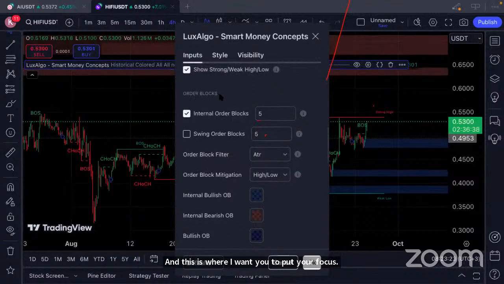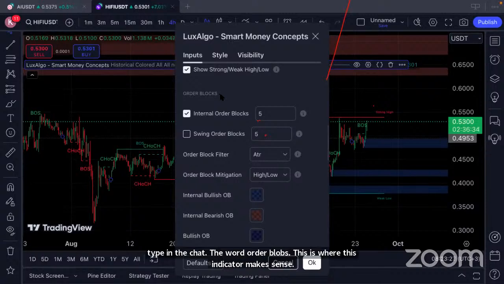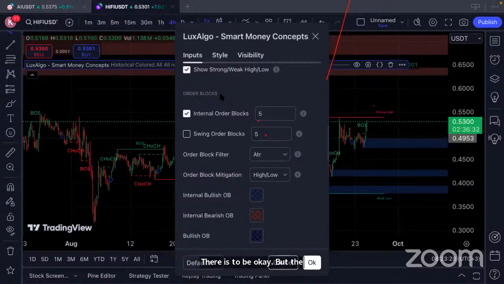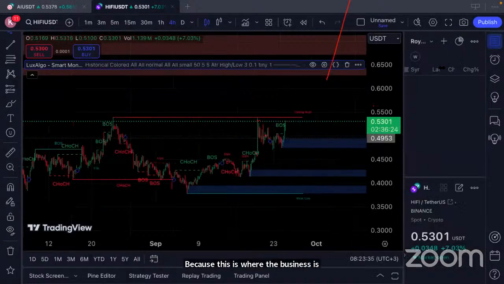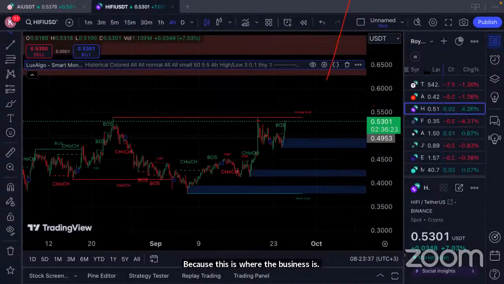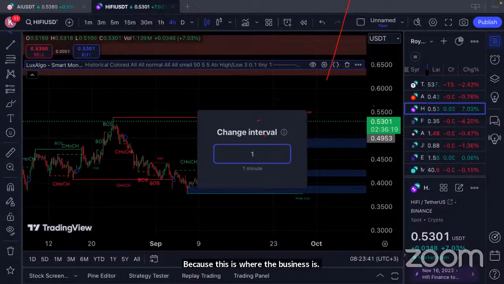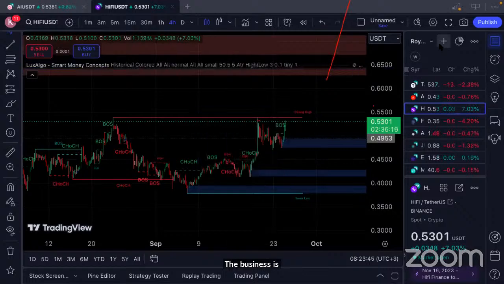This is where this indicator makes sense. The rest could be okay, but the indicator makes sense here. Give me one in the chat. And let me show you this on 1000 sats, because this is where the business is. The business is here. The business is here where I want to show you. This is where the business is.